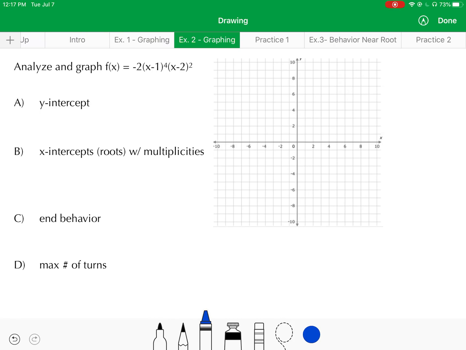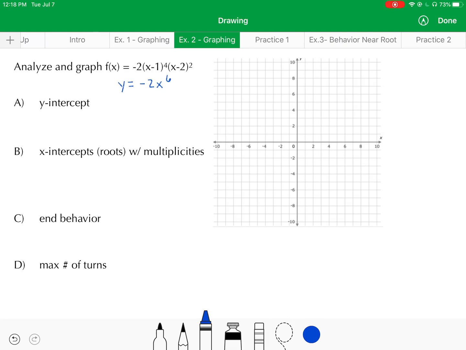Here we have f of x equals -2 times the quantity of x minus 1 to the fourth times x minus 2 to the second, okay? Now, this would be a little bit more involved to multiply out. I don't really need to know the expanded version of the function completely. I just need to know that the leading term of this, if multiplied out, would be -2x to the sixth, okay? So where did the power of 6 come from?